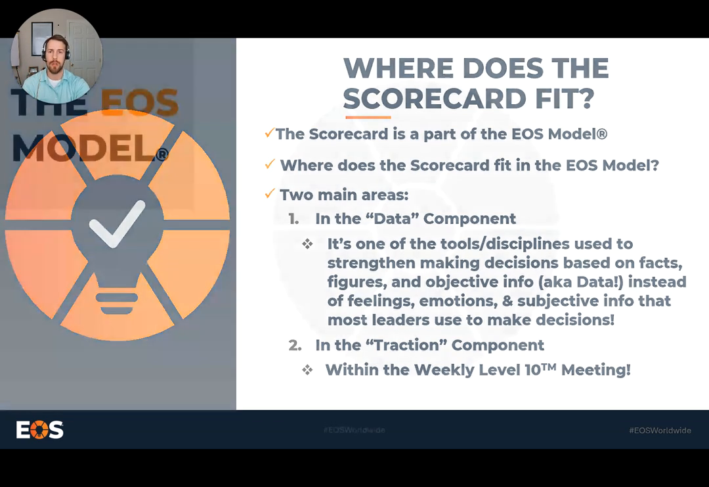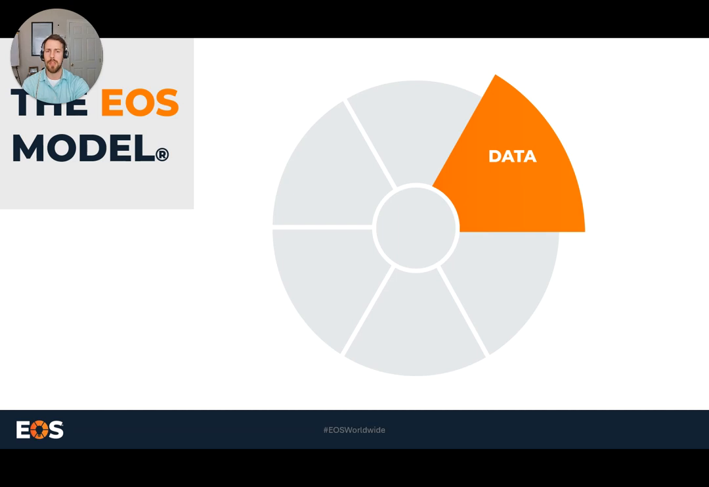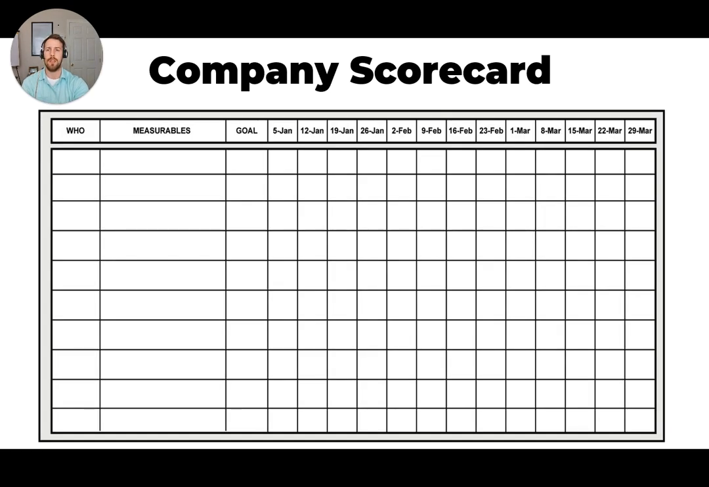So let's see it visually. So here's the data component, and there's where the scorecard fits. This is kind of what it looks like, a company scorecard. Again, you could build this out at the leadership team level. You could build it out at the department level, each major function.